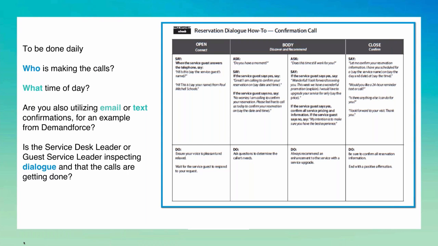Another thing you can think about is the time of day you are calling. Are the guests most likely at work? Is the service desk super busy at the times they are calling and maybe somewhat distracted? Do you have Demandforce? Are the guests receiving email or text messages? Is the email and phone number in Millennium correct? Who is inspecting the dialogue, how often, and when there is a new service desk coordinator, who is training them?